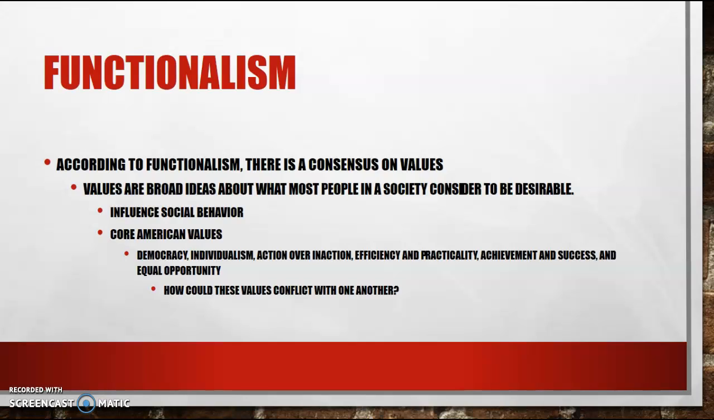And we can see right now in society how some of these are being maybe challenged by some groups. And we'll look at this when we start talking about deviant behavior and when is it necessary to be deviant. And so the question that you need to think about is how could these values conflict with one another in core American values? How could they just in general conflict with one another?